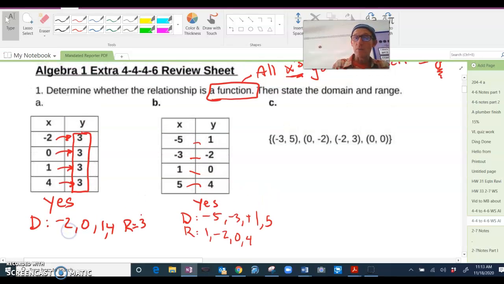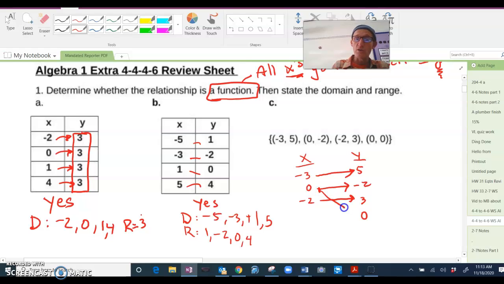Now, C is ordered pairs, but we could put it in a table if we wanted to. We put x as -3, 0, -2, 0, and then y would be 5, -2, 3, and 3 and 0. Now we don't list this 0 twice here, so we're going to erase it. -3 goes to 5, 0 goes to -2, -2 goes to 3, but 0 also goes to 0, which is right here. So this is no.